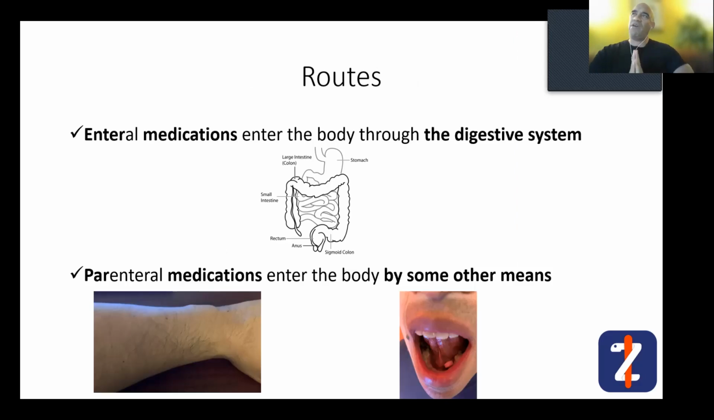So let's look at the routes. So now we have medicines, right? Now, how do these medicines get in our body? Very simple. So here we got the routes. So here we have the enteral. All right, look at the word enter. So it's going to enter right in your mouth into your digestive system. So that's the route that you're going to go through, the entrance.